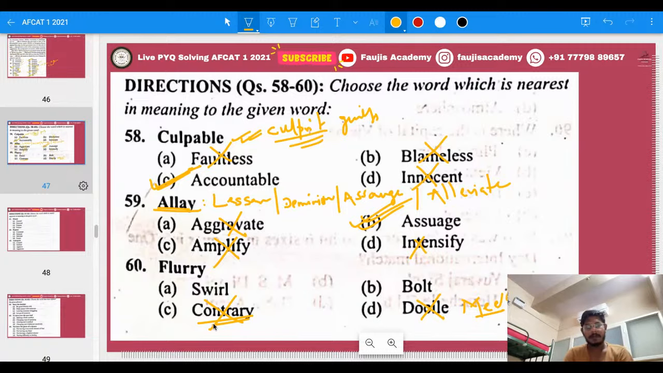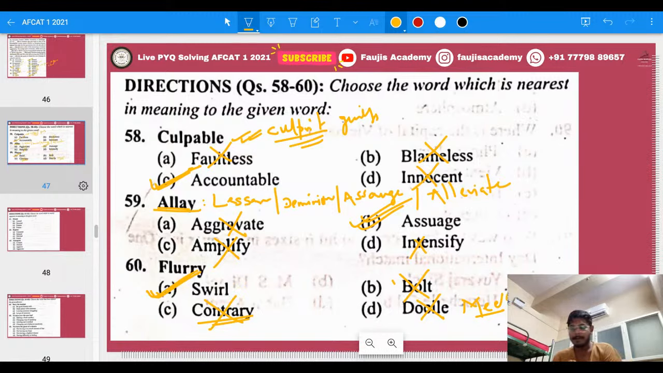Contrary means something which is not applicable to the general law, which is in opposite to the general sense, right? Like if you say sun rises in the west, that is contrary to the general rule that we know. Okay, bolt means to lock. The bolting that you do of the gates, that is called the bolt. Okay, swirl means flurry, which means some excitement, some commotion, right?